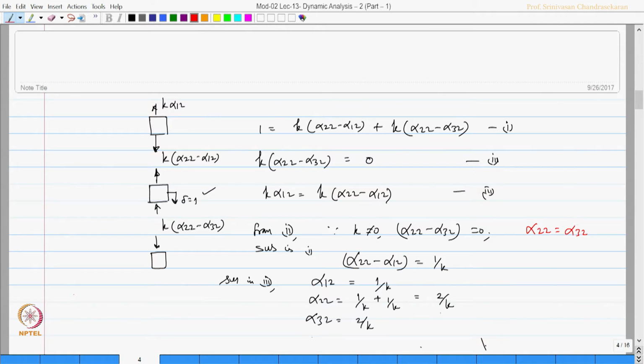So, now this gives me the second column, alpha 1 2, alpha 2 2, alpha 3 2. Alpha 1 2 is 1 by k, alpha 2 2 is 2 by k, and this is also 2 by k. So, that is my second column of my influence coefficient matrix.